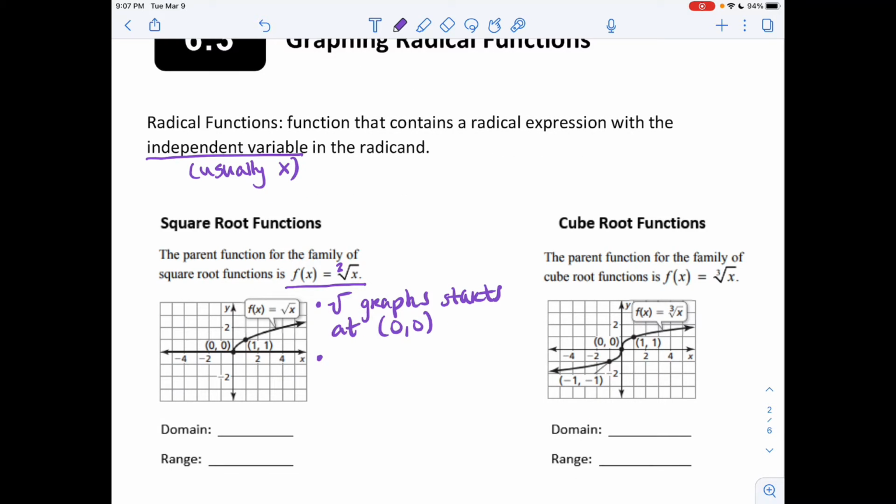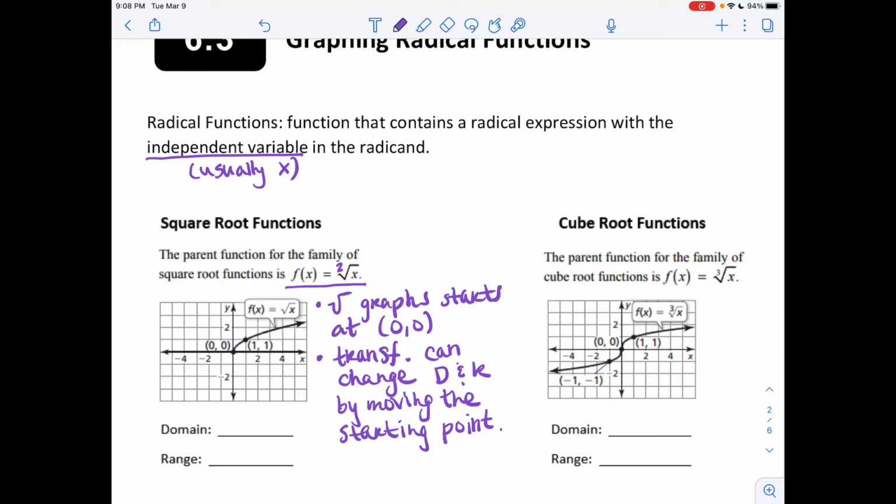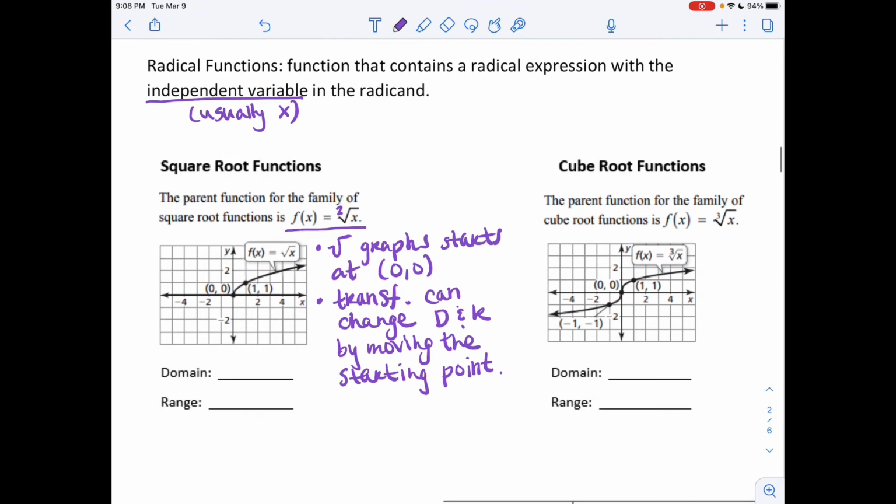This starting point at 0, 0 might change if we do transformations to the graph, which we will talk about today. So we want to make a note that a transformation can change our starting point, and that would ultimately change our domain and range. Let's talk about the domain and range of our parent graph here.